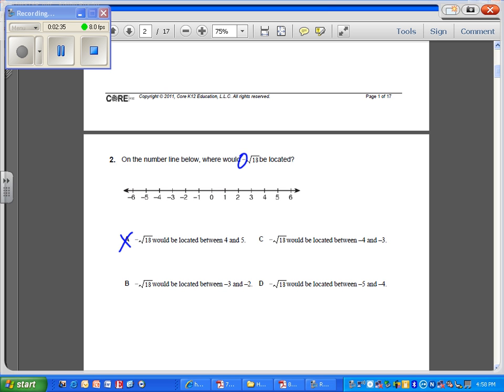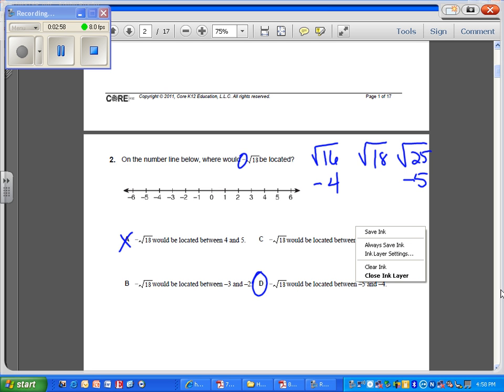So √18, don't know it. I do know √16, and I know the square root of 25. So I know it's between 4 and 5, but we are talking negative. So it's going to be between -5 and -4. D is your answer. Okay, next page. Let's go to number 3.